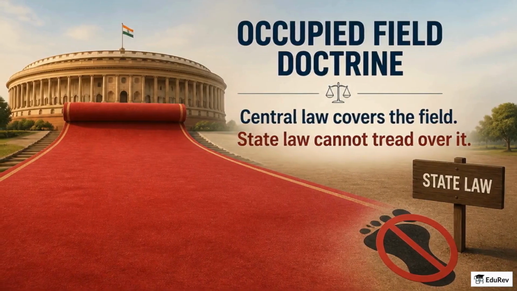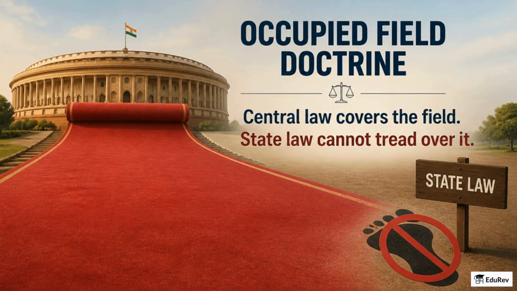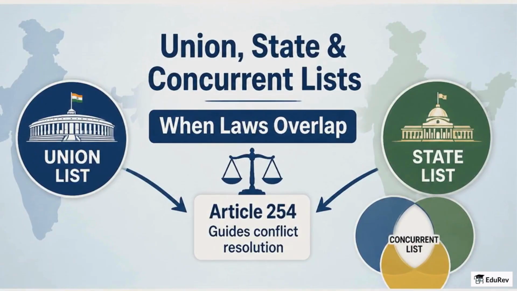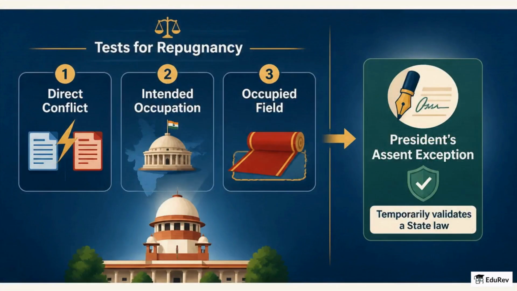Now the doctrine of occupied field. Picture Parliament laying a wide carpet over an area. Once the field is occupied by a central law, state laws cannot tread over it. This is important for union and state lists and becomes crucial when laws overlap in the concurrent list, where Article 254 guides repugnancy and conflict resolution. The court uses tests like direct conflict, intended occupation, and occupied field to decide repugnancy. And remember the President's assent exception, which can temporarily validate a state law.